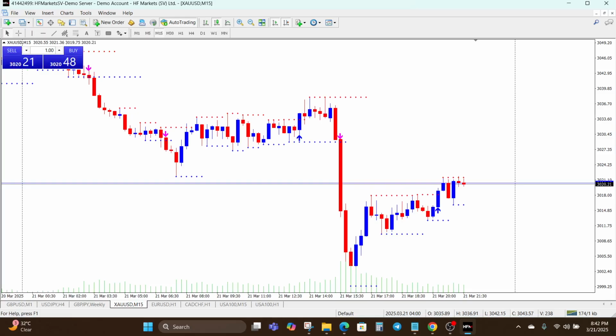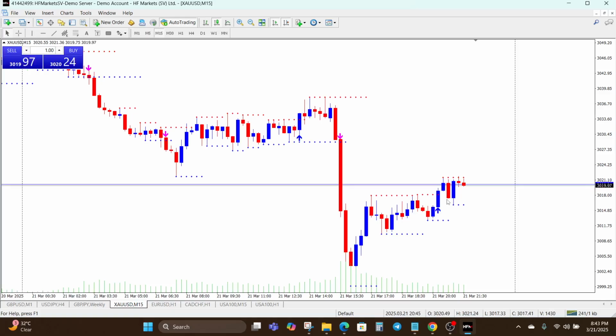For buy trades, just wait for a blue arrow to appear. Okay, once you get your confirmation, please try and get a confirmation first. The confirmation could be a candlestick pattern, could be indicators like moving averages, RSI, any indicator of your choice, but just try to get a confirmation first. Okay, once you get a confirmation, then you can enter a buy position.